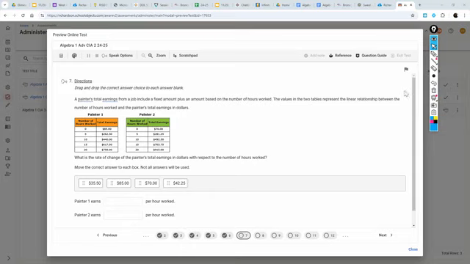A painter's total earnings from a job include a fixed amount plus an amount based on the number of hours worked. The values in the table describe the linear relationship between the number of hours worked and the painter's total earnings. So we have to figure out what those things are.